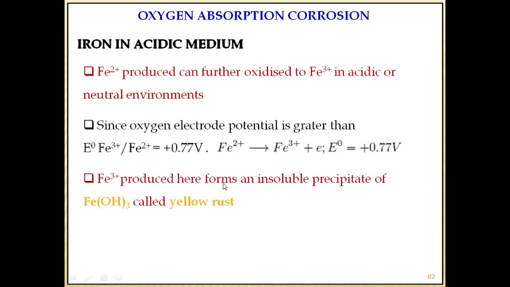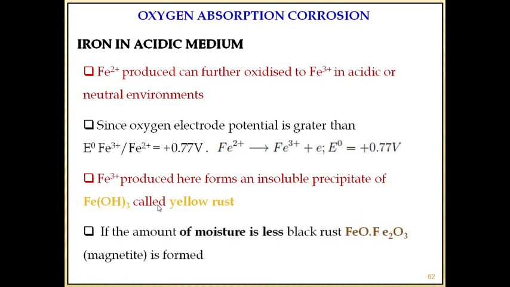Fe3+ produced here forms an insoluble precipitate of Fe(OH)3, which is known as the yellow rust. Once Fe3+ is produced, it will combine with OH minus and you will get Fe(OH)3, and it is called the yellow rust. If the amount of moisture is less, black rust is formed. Black rust, otherwise known as magnetite, which has the formula FeO.Fe2O3, is formed when there is an insufficient amount of moisture.